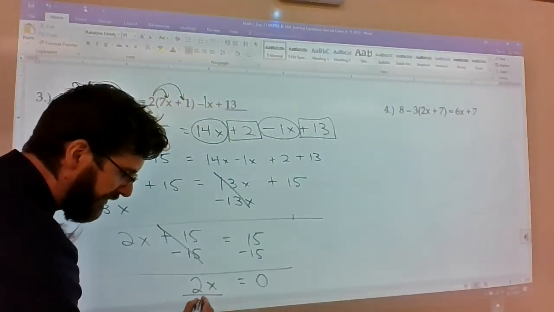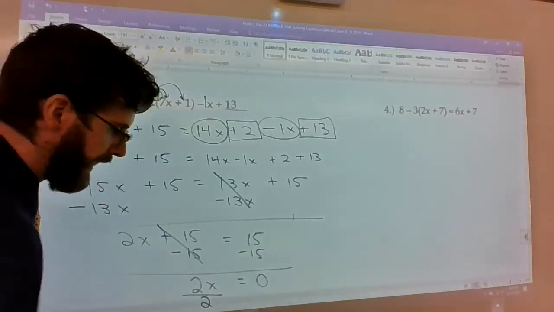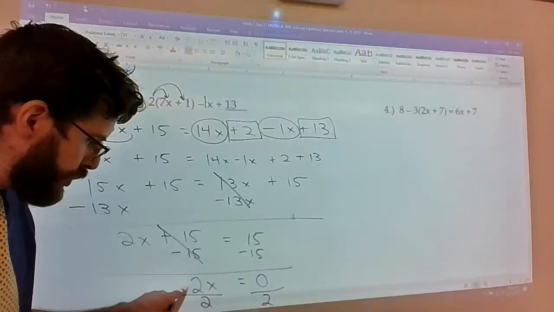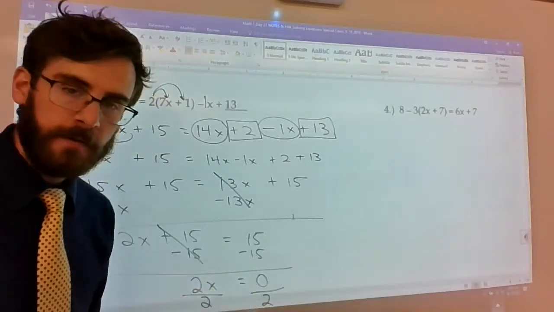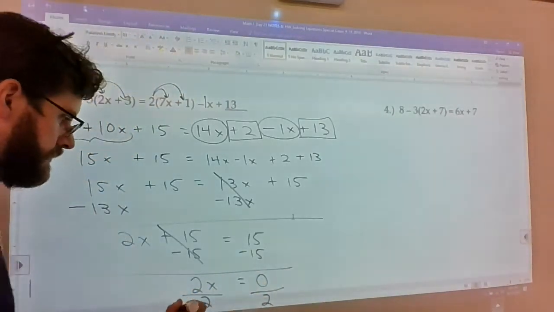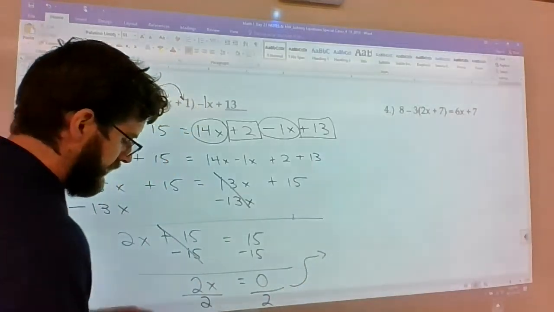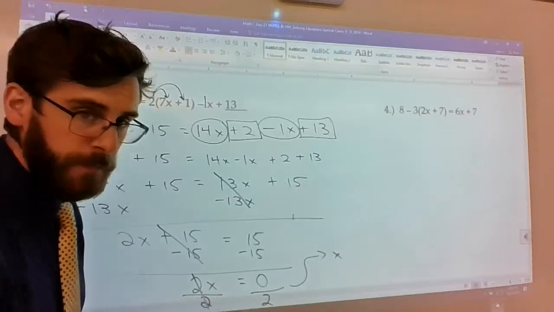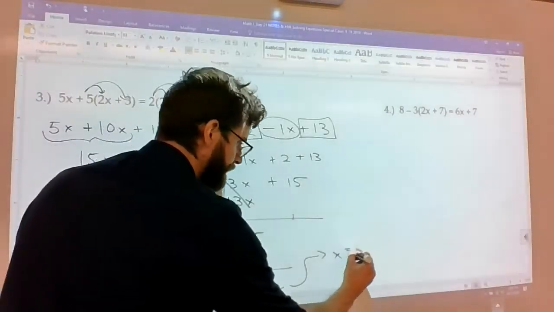Divide by the number in front of x, and you've got an x by itself. Which makes sense. 2 times what gives me 0? 0. So, the 2 divided by 2 creates the x on the left. 0 divided by 2 is 0 on the right.